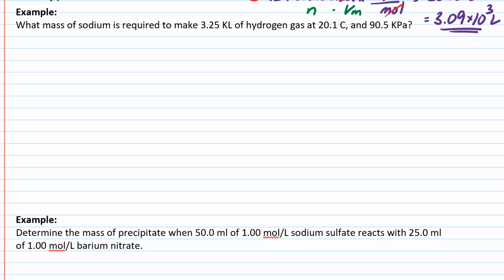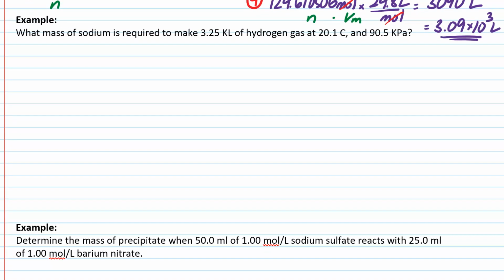Okay, let's take a look at another example. What mass of sodium is required to make 3.25 kiloliters of hydrogen gas at 20.1 degrees Celsius and 90.5 kilopascals? So note, we are not at SATP anymore. We're at a specific temperature and pressure. We start the same way with a balanced chemical reaction equation.